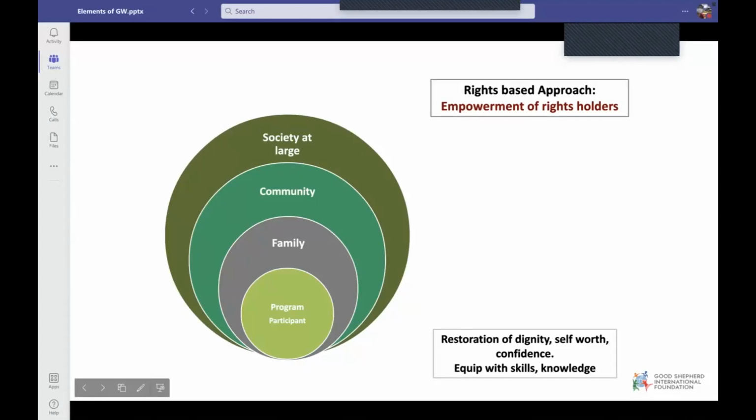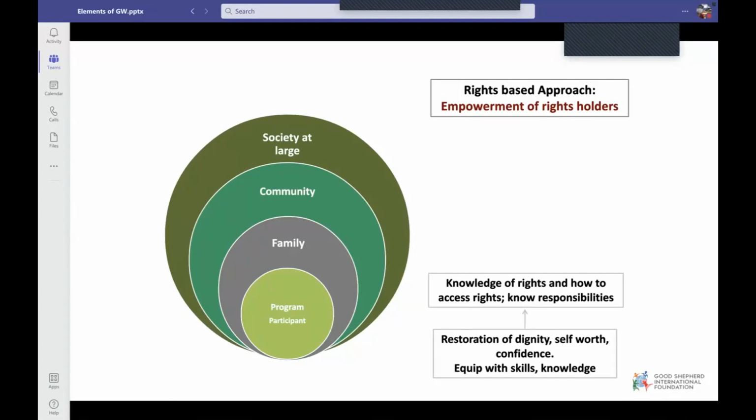We look at what kind of skills and knowledge they have, and we do our programs and activities accordingly. And then we look at knowledge of rights, how to access rights, and how they know their own responsibility. When we journey with a woman or a young girl who has come in, after we get to know them and reduce the trauma that they experience, in our case management and in the way we approach them, we would know what their rights are and where their rights have been violated. And we would teach them their rights and their responsibilities as well.